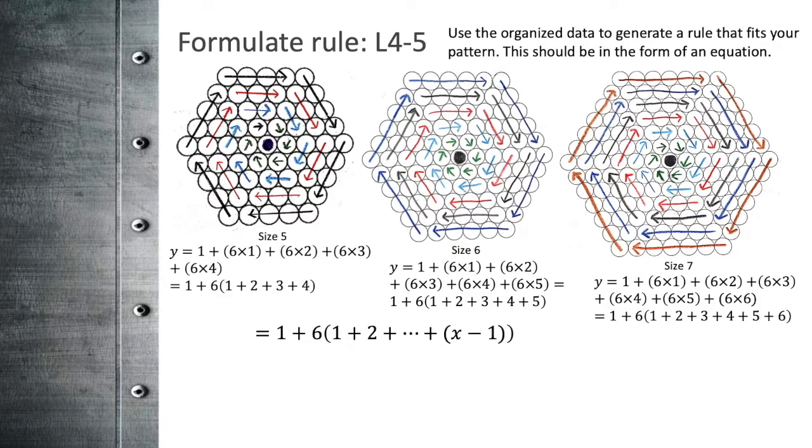Well, as I said, the number of circles in each side increases by 1 as the layer goes out. So it starts at 1 and then plus 2, plus 3, plus 4, all the way up to plus x minus 1. You can see this from the diagram. For example, the most outer layer in size 6 for each side has 5 circles. And 5 is 1 less than 6, which is why it's x minus 1. Right, so we can write it like this.